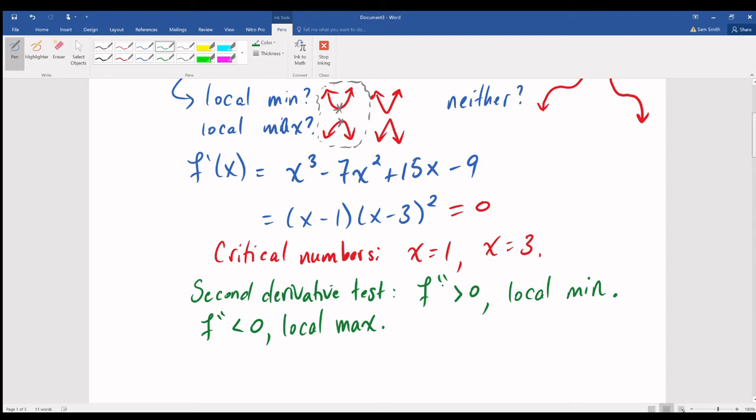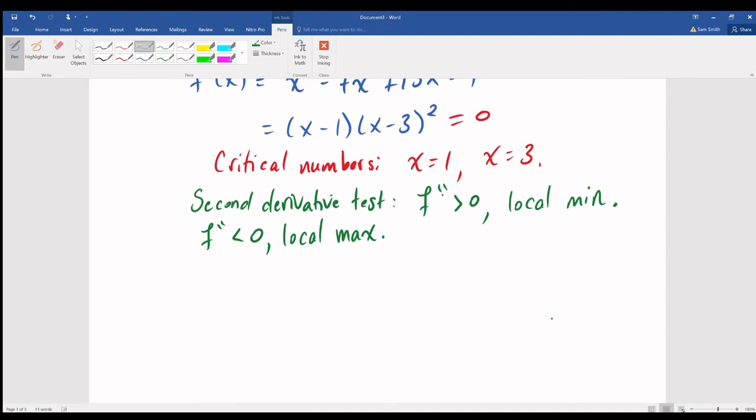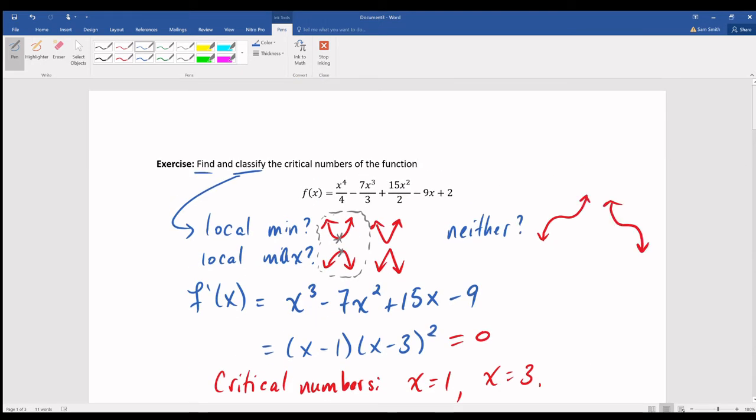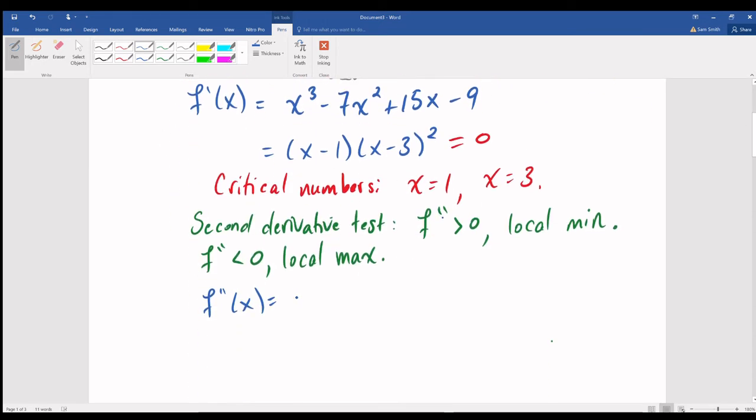So let's go ahead and find the second derivative, and by virtue of the power rule, this is going to be f double prime of x equals, let's see, the 3 comes down off x cubed. Alright, here we go. 3x squared minus 14x plus 15.